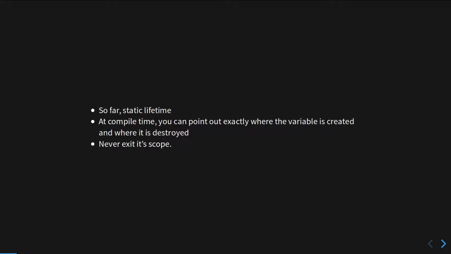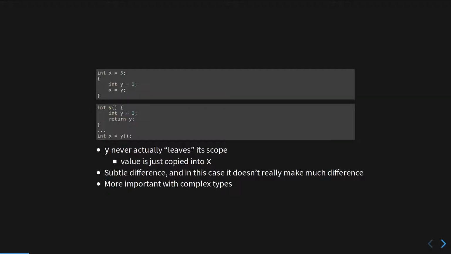So far, every variable we've made has been under a few constraints. The most important of these is that the data's lifetime is static. This means that at compile time, we can point out exactly where the variable is created and where it is destroyed, and it can never exit its scope. But what about these examples?